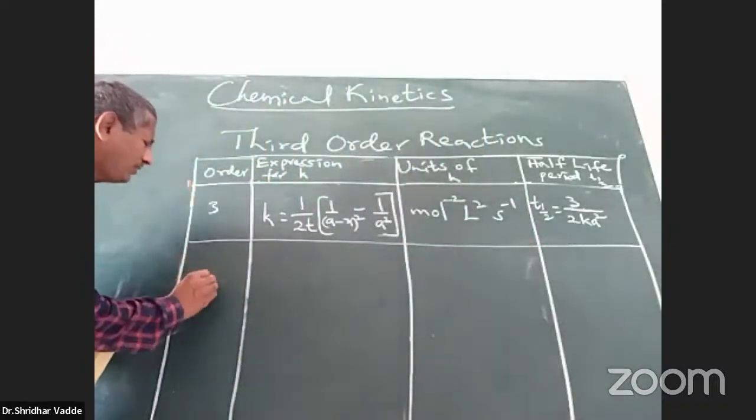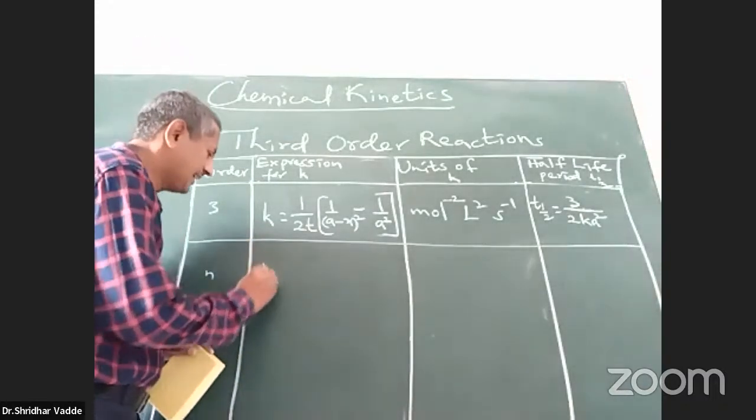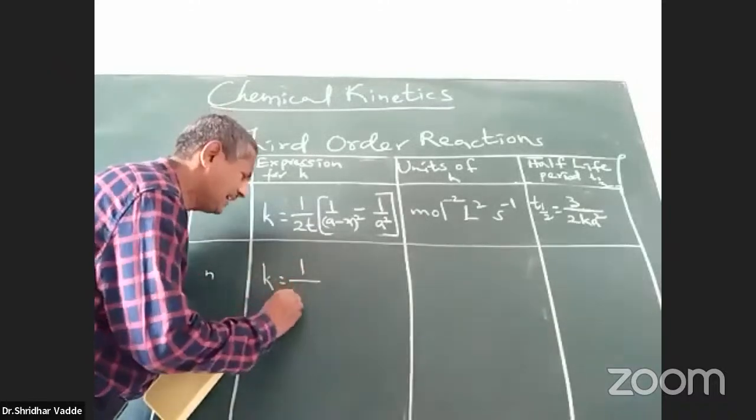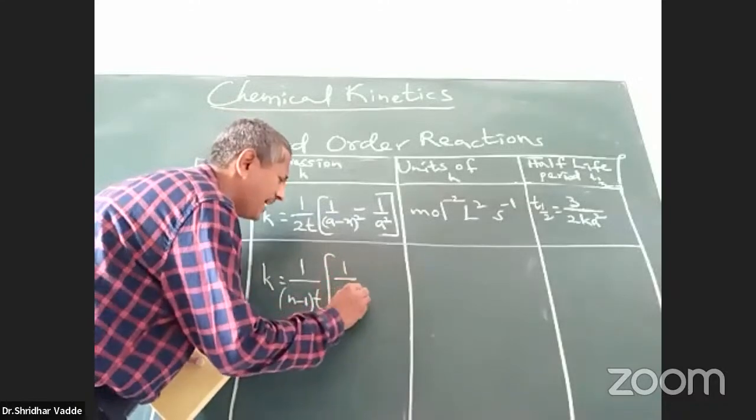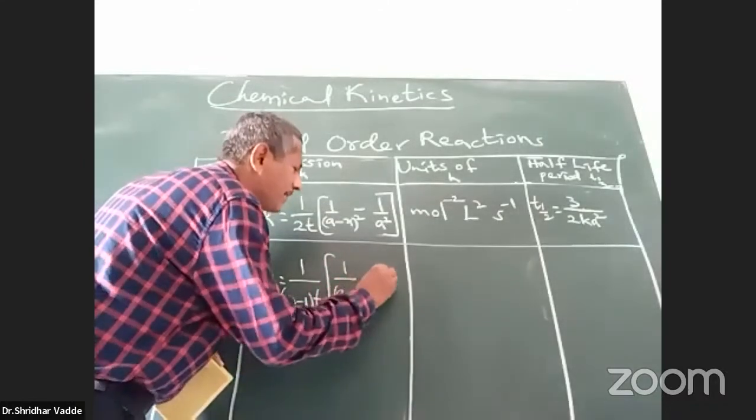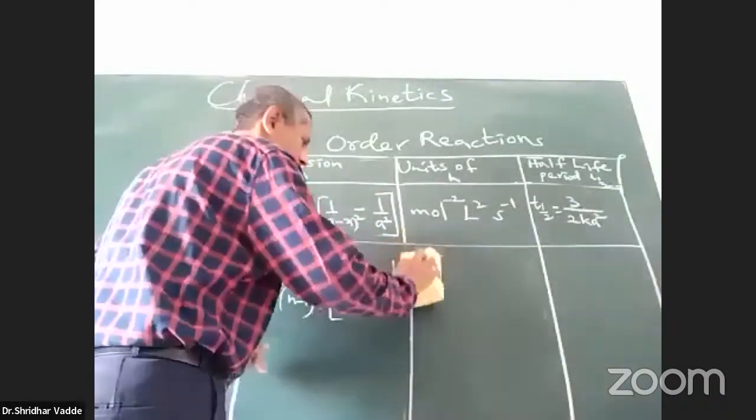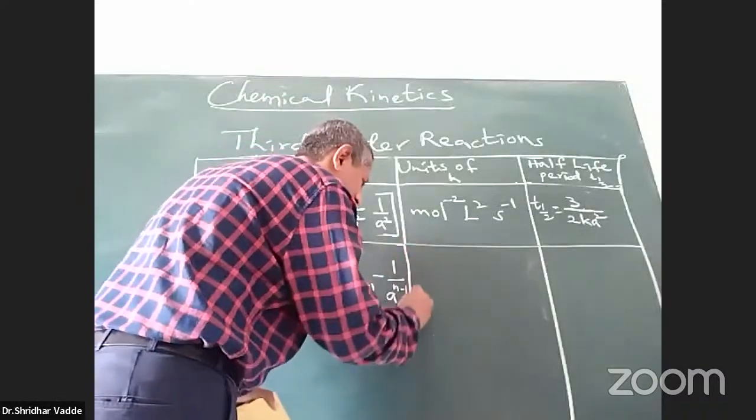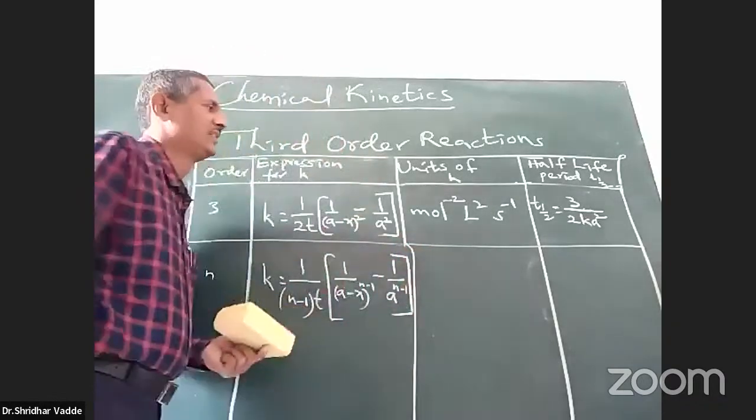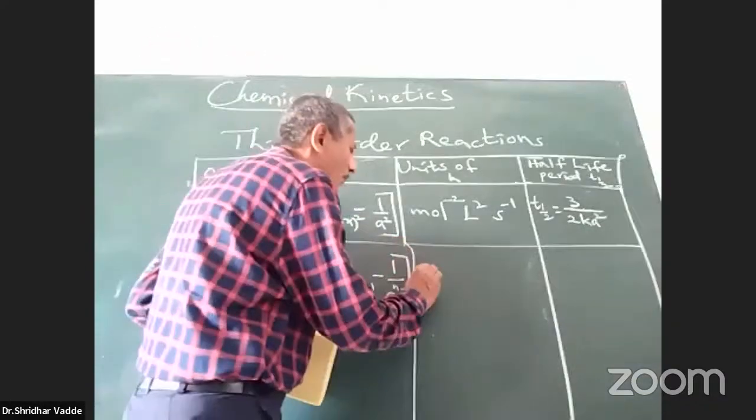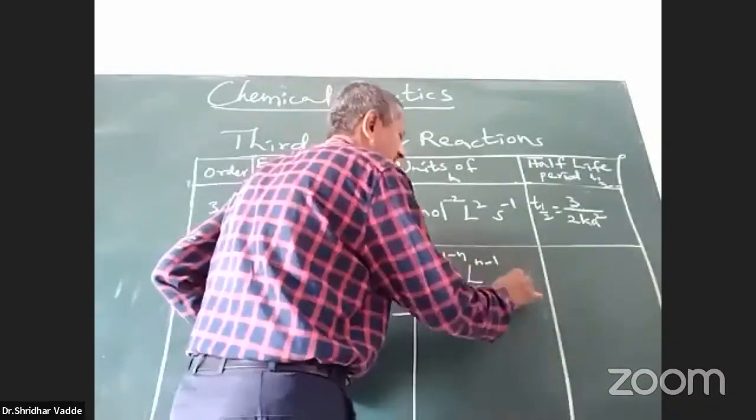And if you see about the nth order, here K is given by 1 by (n minus 1)T into 1 by (A minus X) to the power n minus 1 minus 1 by A to the power n minus 1. And what are the units here? Mole 1 minus n liter n minus 1 units.